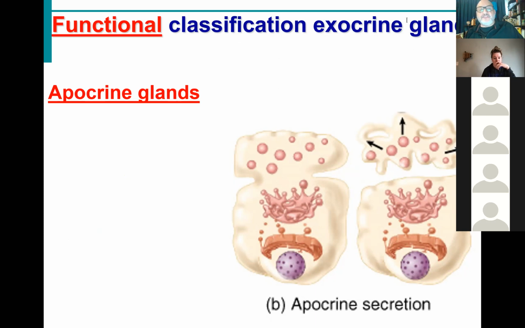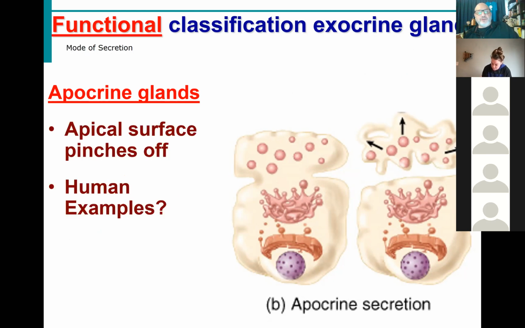So we definitely need to know that it is a type of functional classification. And when we say functional classification, remember we could also say mode of secretion, because that's really what we're talking about, how it releases its contents. But for the apocrine glands, there are no human examples.